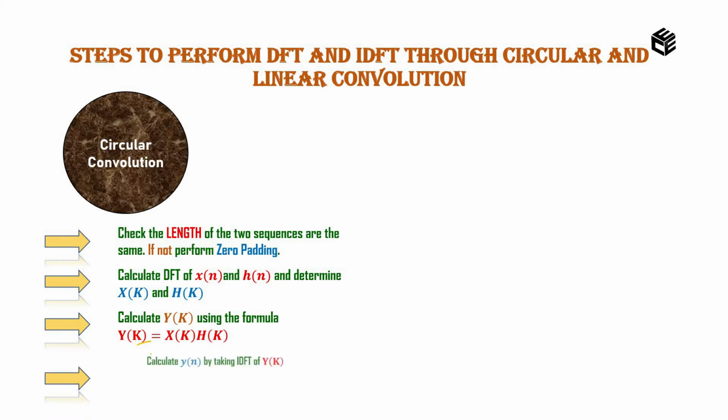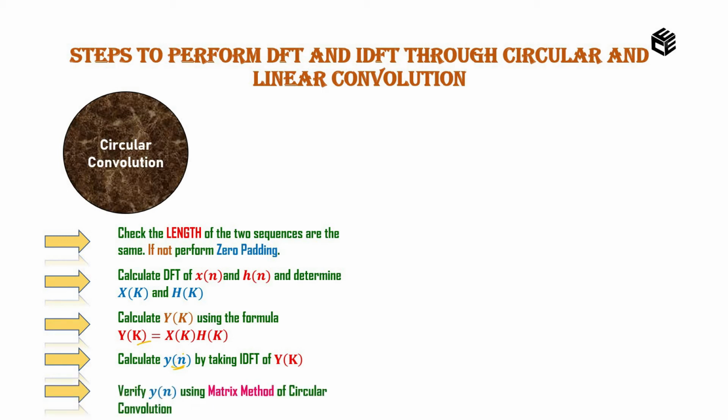The next step is we will be finding the output sequence y of n by taking inverse discrete Fourier transform of y of k. Finally, we will verify whether the obtained y of n is the correct one or not with the help of the matrix method of circular convolution. If the answers of y of n using IDFT and using matrix method of circular convolution are the same, we can say that the output is correct. Okay, so that's all about circular convolution.